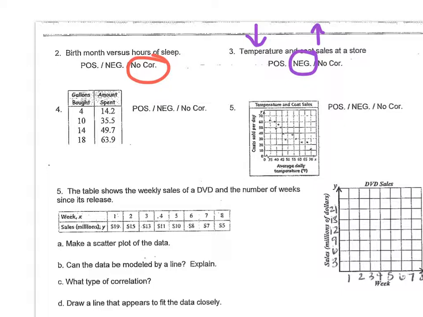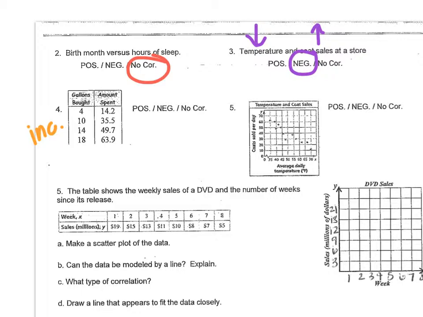If you look at number 4, it talks about the gallons bought and the amount of money spent. Well, if you look at the numbers, this will help you figure it out. So we have 4, 10, 14, 18. These numbers are increasing. So I'm actually going to write that increasing. I'm just going to write I and C.